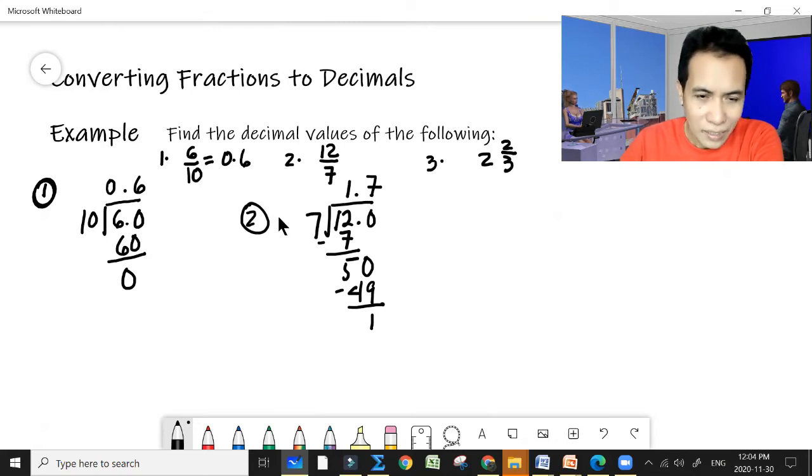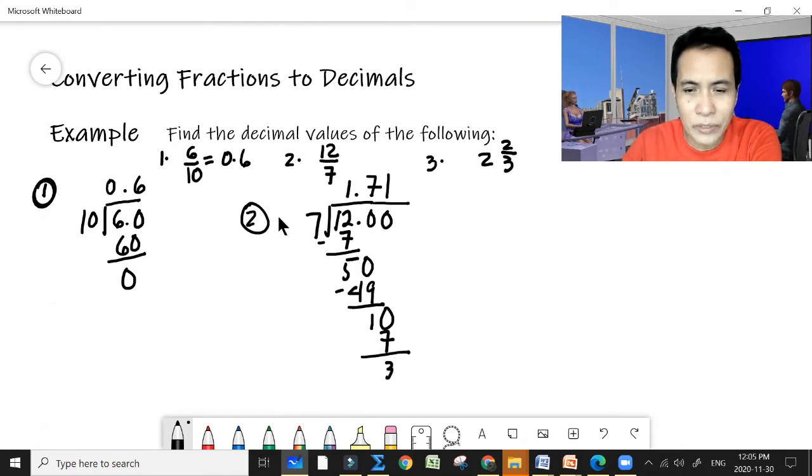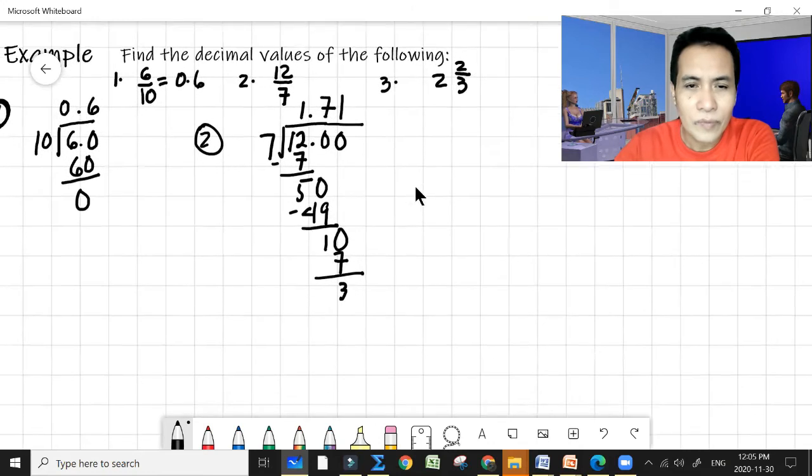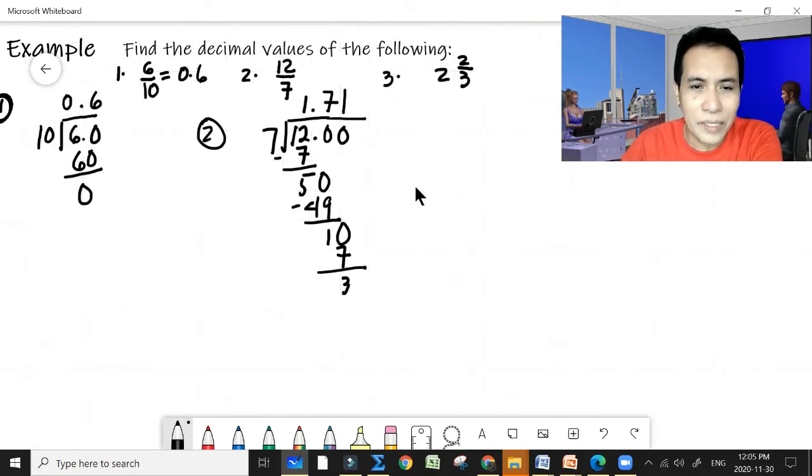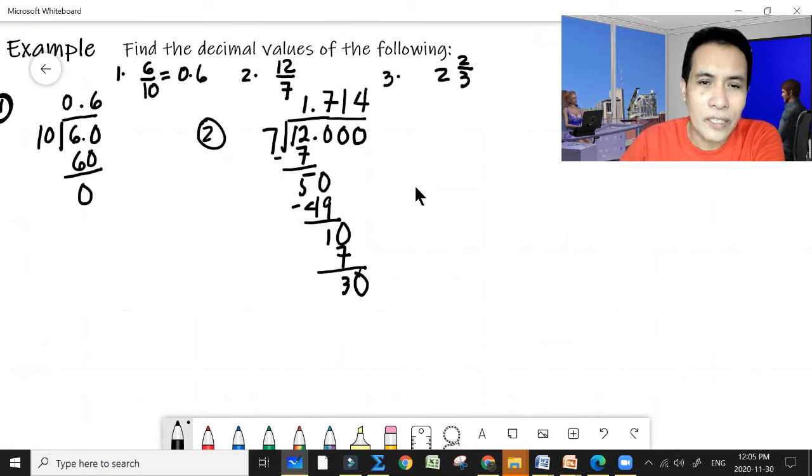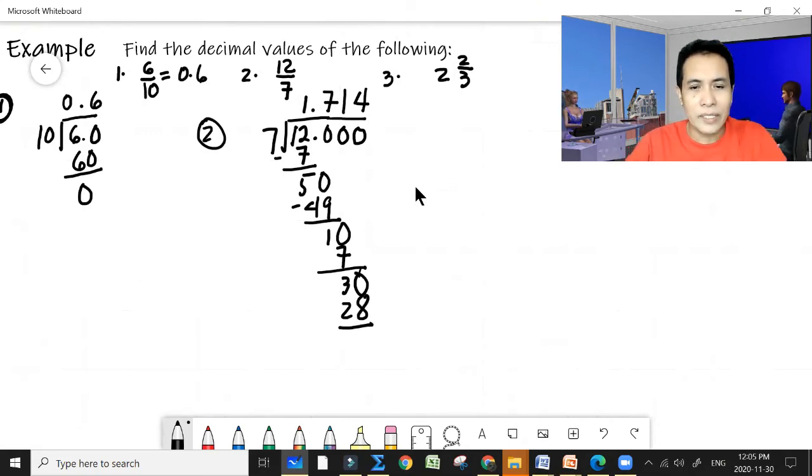1 divided by 7 cannot be done, so we're going to add another 0. Bring down 0. 10 divided by 7, that's 1. 1 times 7, that's 7. By subtraction, this is equal to 3. 3 divided by 7 cannot be done, so we will add another 0 here. Bring down 0. That's 30 divided by 7. That's 4. 4 times 7, that's 28. Subtract. 30 minus 28 is equal to 2.